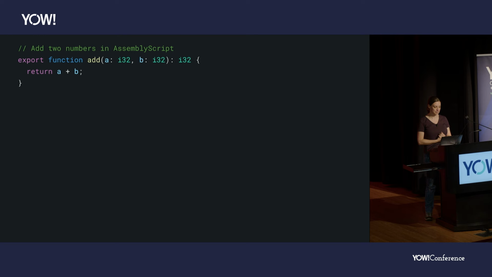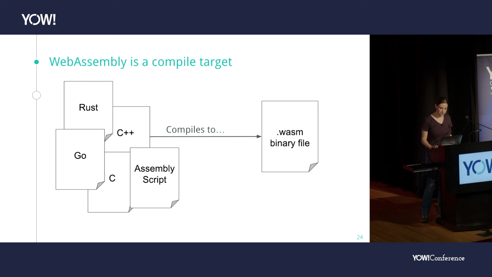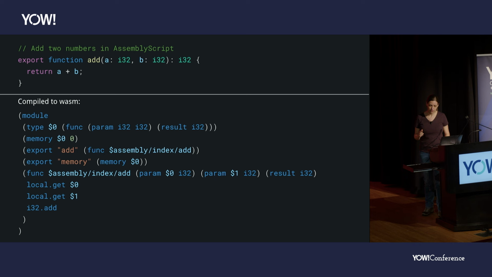So here's a little example. We have a function. It has two 32-bit integers. It adds them together, and it returns another 32-bit integer. And if we compile this AssemblyScript into WebAssembly, we get this. Now, this is the text format for WebAssembly. There's also a much more efficient binary format, but for debugging purposes, it's useful to have a text representation. And we can see here that we've got essentially a function that takes two 32-bit integers, adds them together and returns the result.